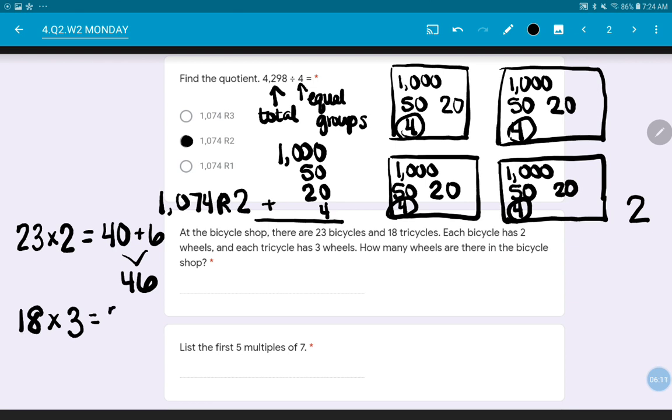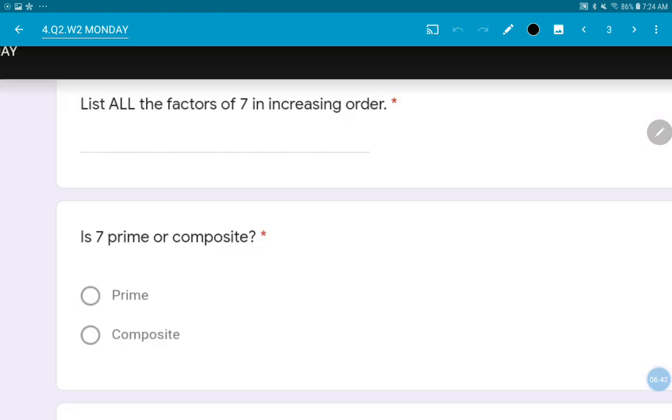So 10 times 3 gets me 30. 8 times 3 gets me 24. Now if I add those together, 30 plus 24 is 54. If I add 54 tricycle wheels plus 46 bicycle wheels, I get a total of 100 wheels. Sorry about the mistake there. I'm going to skip on to the next.